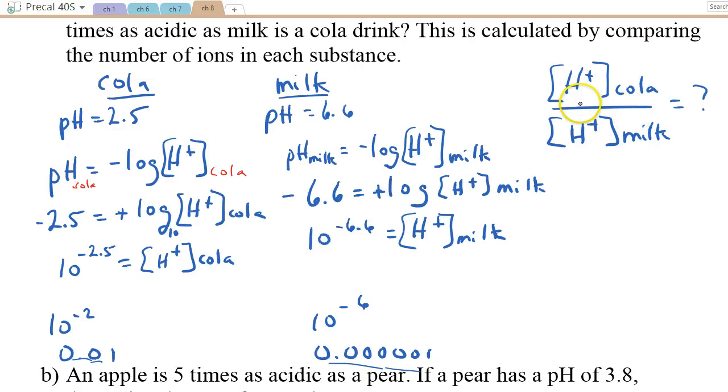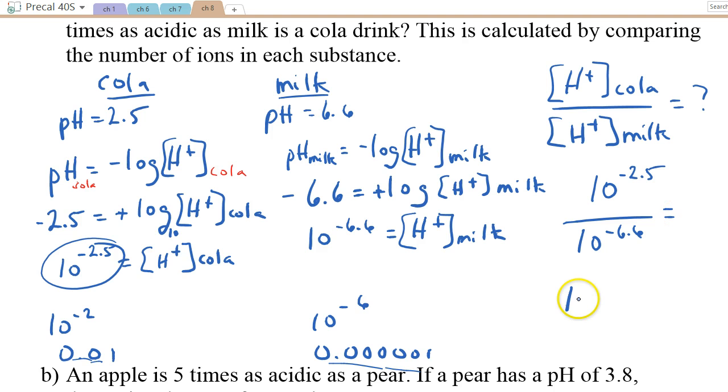So this value H, the hydrogen ion concentration of cola, is 10 to the power of negative 2.5, divided by the hydrogen ion concentration of milk, 10 to the power of negative 6.6. That's where you get your calculator out again, and I think my value is about 12,589. So how many times? This many times more acidic.